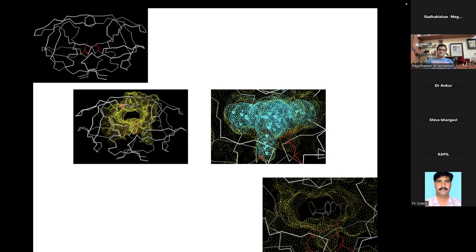So this is the surface representation of the active site. This is our area of interest. So you can find out the shape complementarity by many different methods.